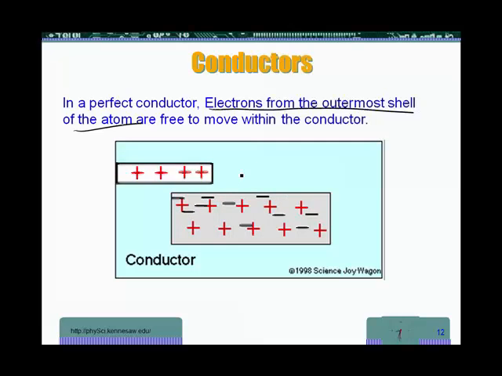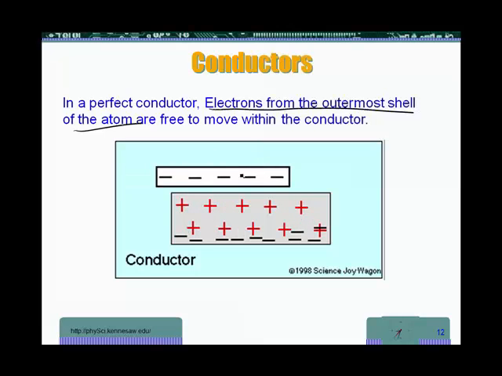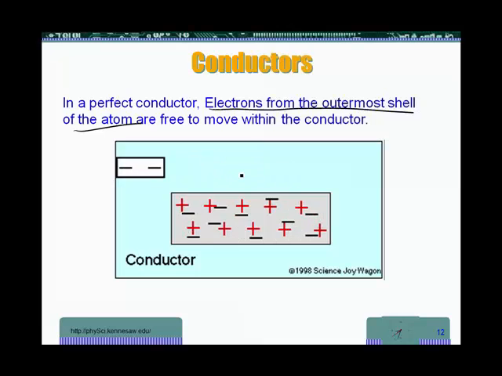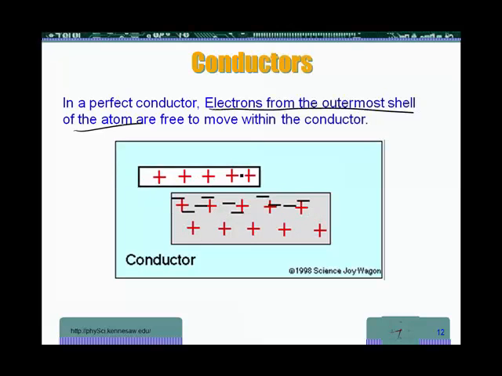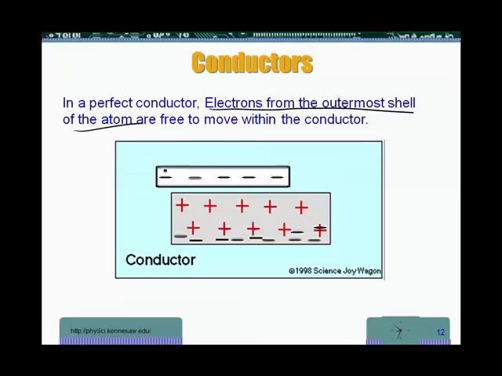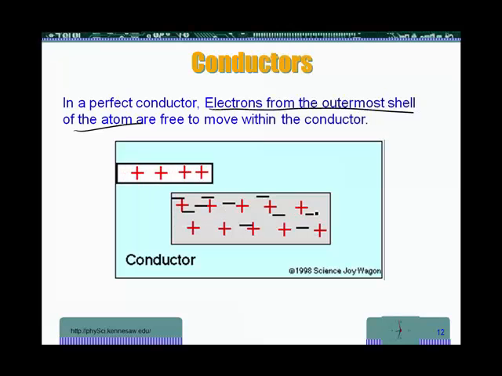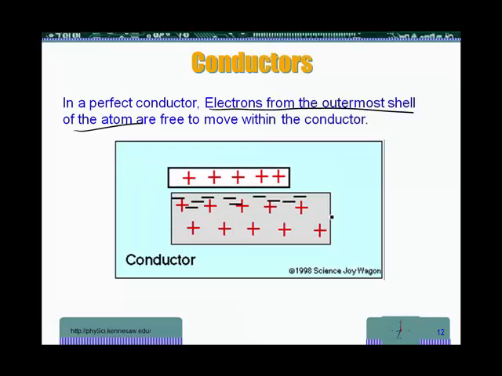Now, when we approach a positive or negative charge from the outside, what's going to happen? Since the electrons are free to wander around, they are going to be repelled if the charge we approach is negative, and attracted if the charge that we approach is positive. And that's what you see here. Now, what I want you to notice, the electrons are moving throughout the material.